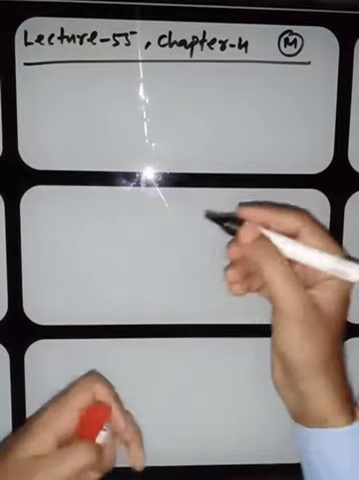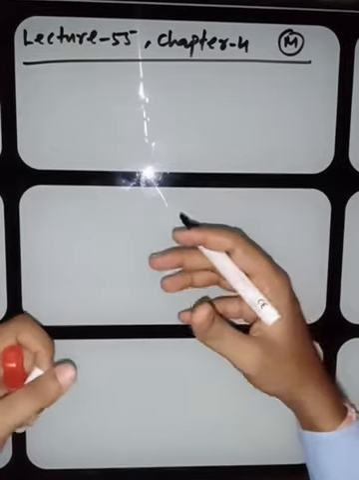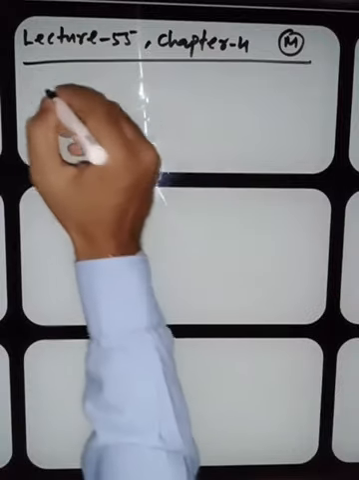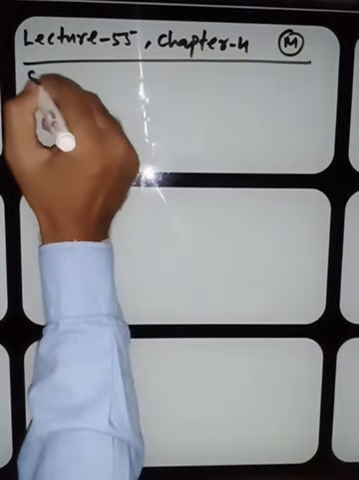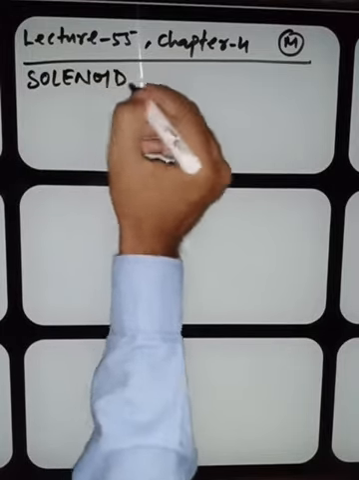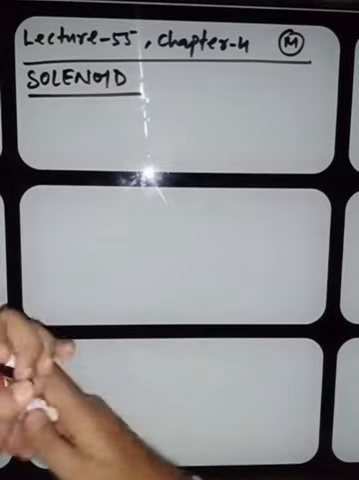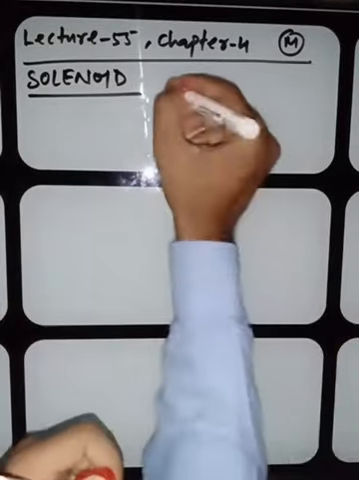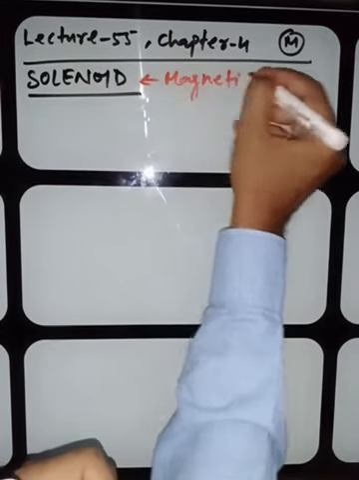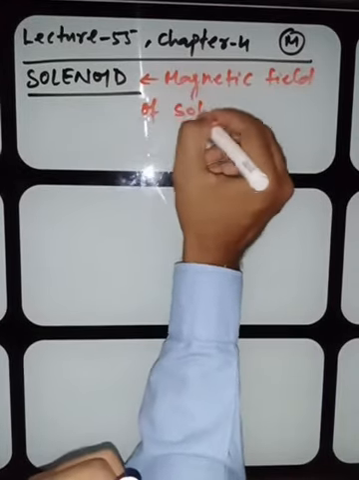Students, today we will first study the magnetic field of a solenoid, and then we will derive a mathematical expression for it. So our topic is the solenoid. First, we'll try to study the magnetic field of a solenoid.